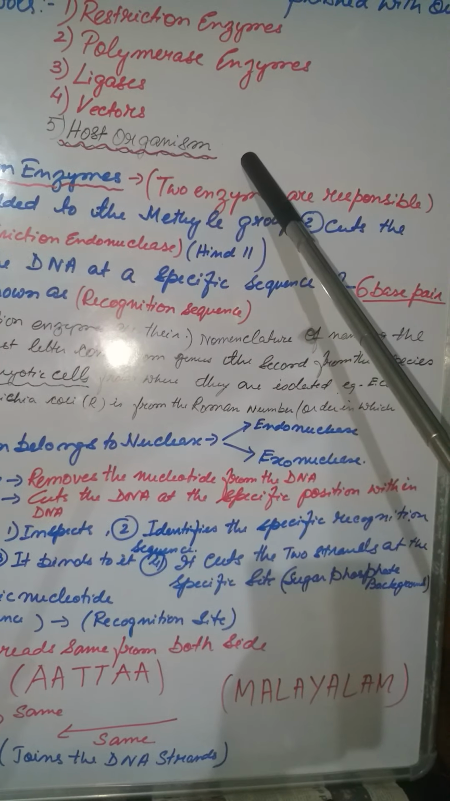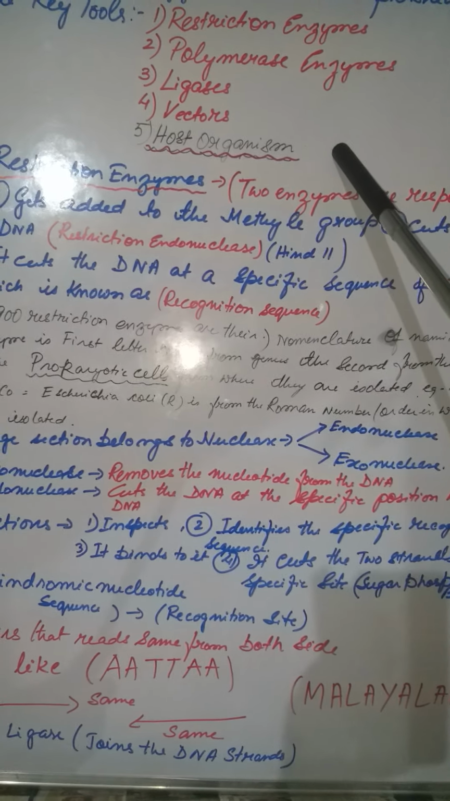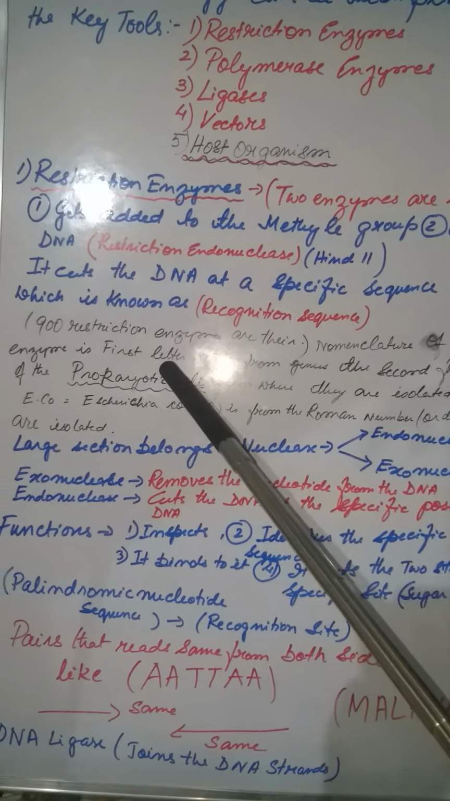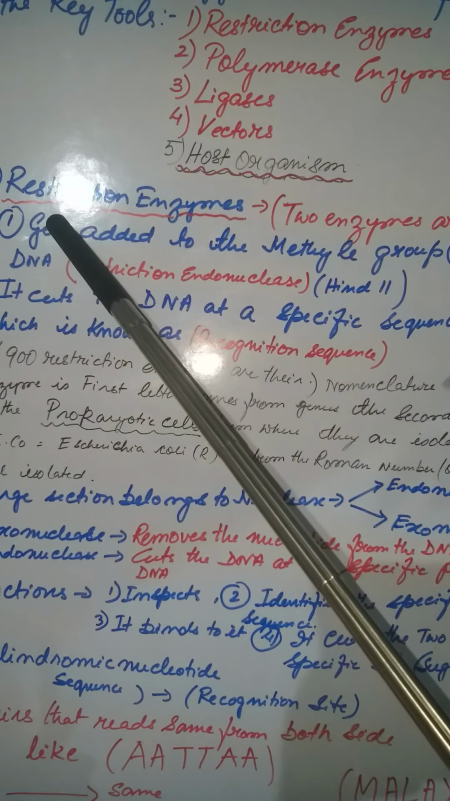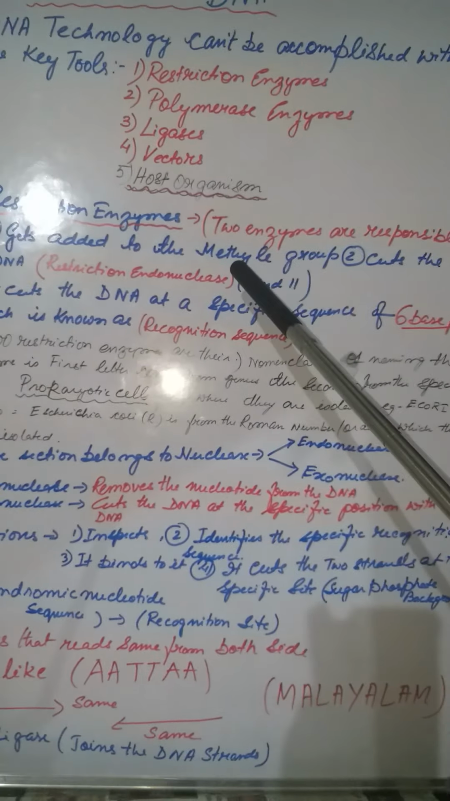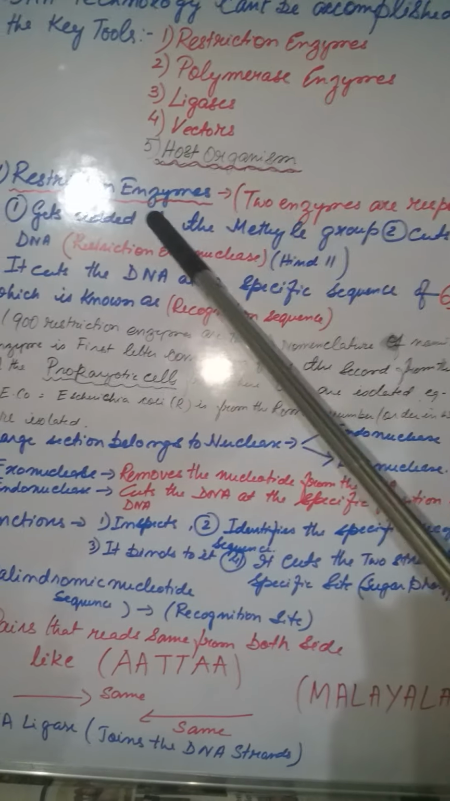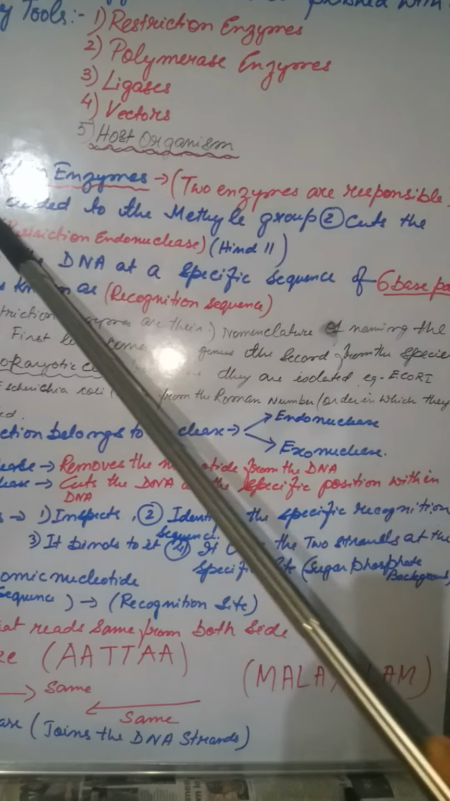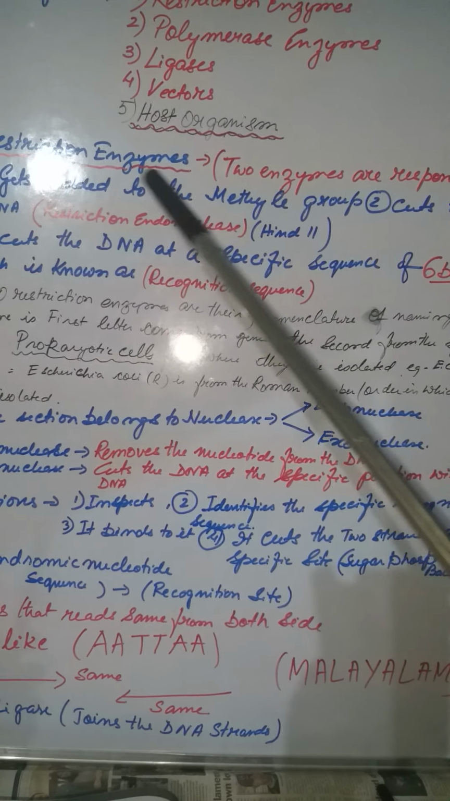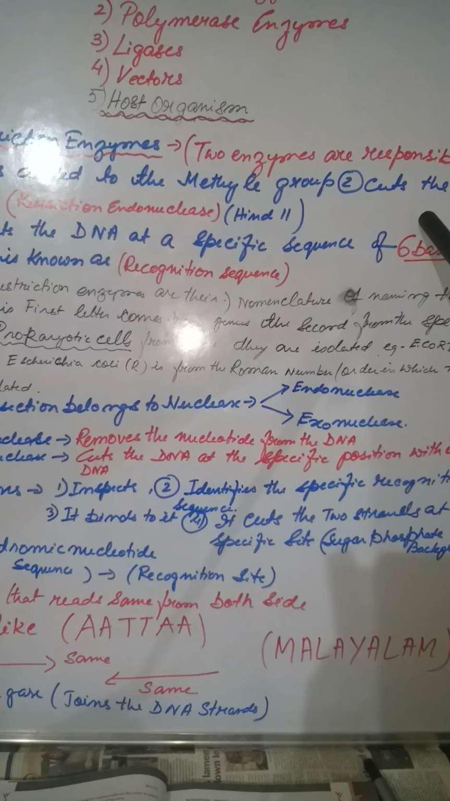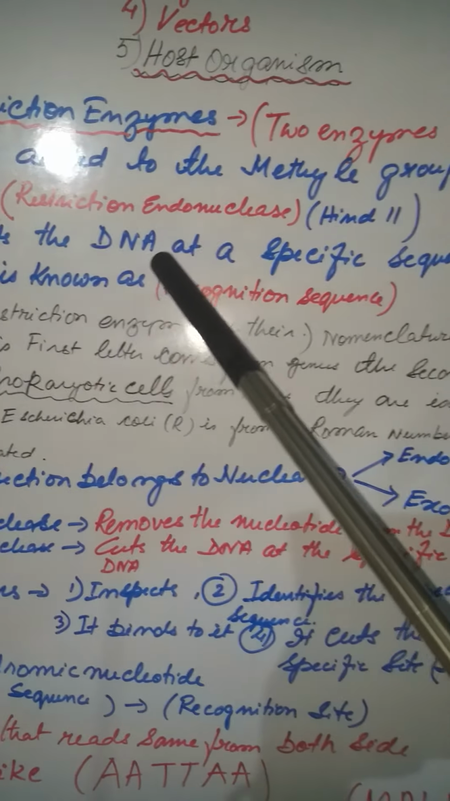Basically we need those cells that have extra chromosomal DNA. This extra chromosomal DNA is present only in the prokaryotic cells. Now here you see restriction enzymes. Basically, two enzymes are responsible to give you one restriction enzyme. One adds a methyl group to the DNA, and the second one cuts the DNA, and that is known as the restriction endonuclease.